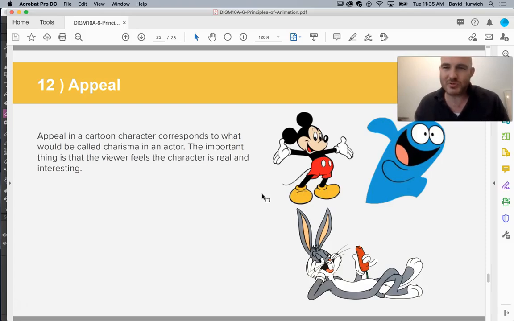Remember that cartoons are a lot like actors and actresses in a movie. They have to be interesting. You wouldn't want to watch a movie where you're bored by the main characters. You don't want to watch an animation where you're bored by the characters in it, right? So that's where appeal comes from, having some form of that je ne sais quoi, so to speak, that charisma.